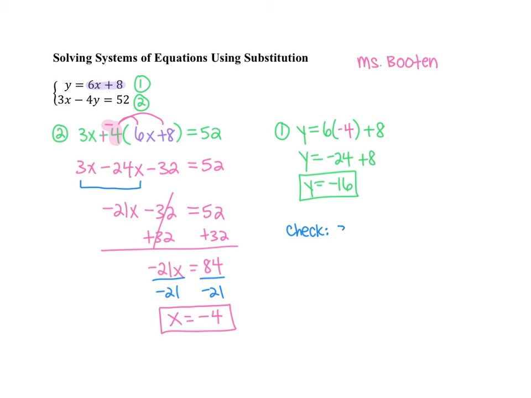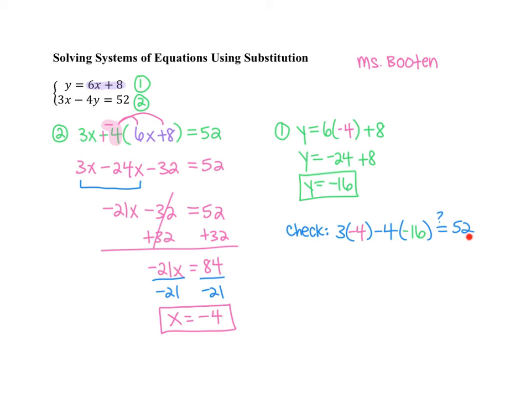So I'm just going to write equation number 2, but instead of x, I'm going to substitute in negative 4 because that's my answer for x. Minus 4, instead of y, I'm going to substitute in negative 16 because that's what my answer is for y. And is that really equal to 52? So I need to use my question mark because I'm not really sure if I'm right yet.